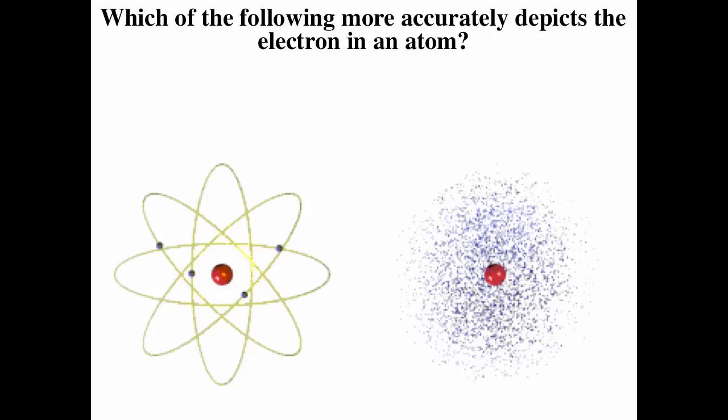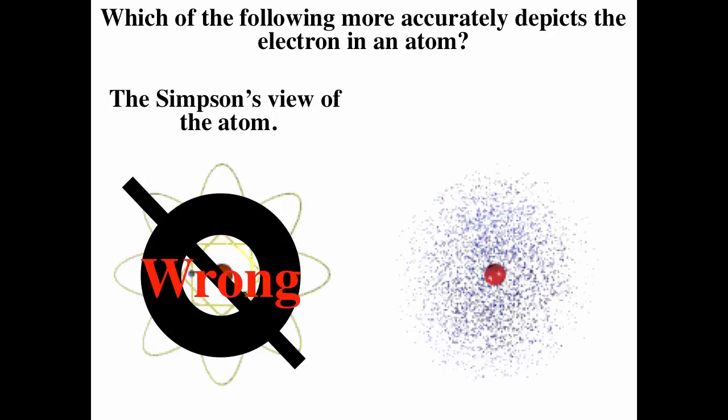Now, the picture on the left is a very popular, enticing picture of electrons in an atom. It pictures electrons orbiting the nucleus like planets orbiting the sun. It's very beautiful. I kind of think about it as the Simpsons view of the atom. Unfortunately, it's very, very wrong. It's very dangerous to think about electrons in this way.